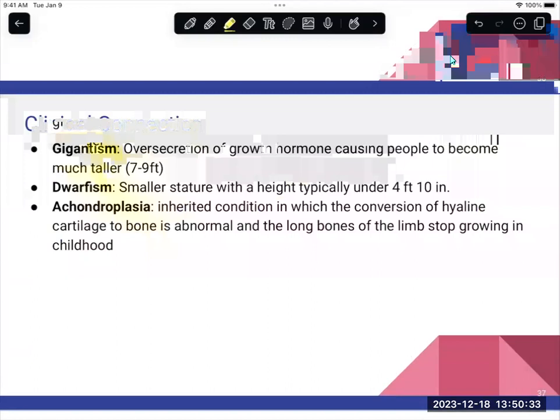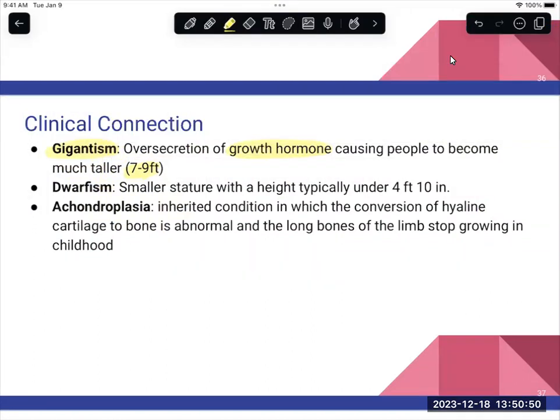So what happens if we get too much growth hormone? Too much growth hormone causes giantism. These people can be anywhere from 7 to 9 feet tall, much taller than an average human being. What happens if there's not enough growth hormone? That can cause dwarfism. These people are usually under 4'10".